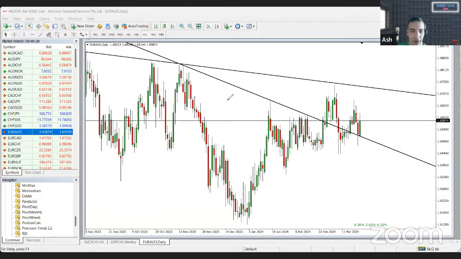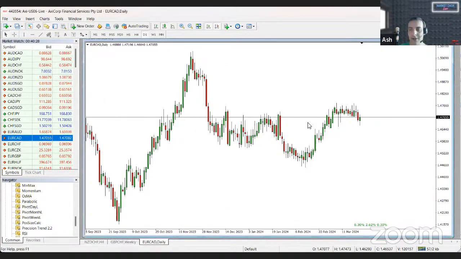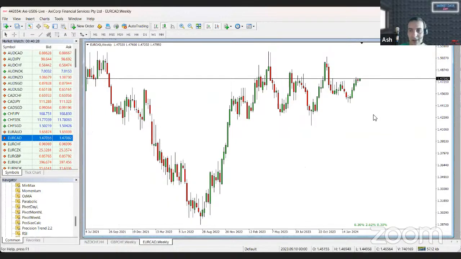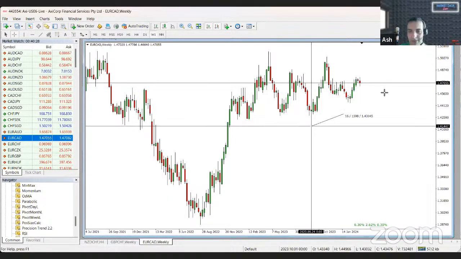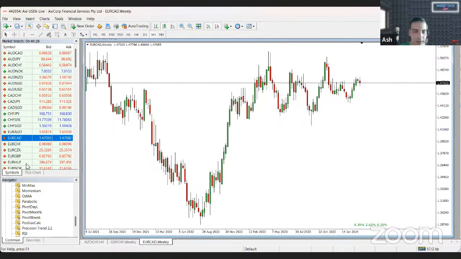Not really that interested in the Euro Aussie. It's going to have to really give me a clear enough signal. I like this upper level and I like this level, but everything else is just not clear enough. Euro CAD would suggest a sell. No, that's not quite as good. It could come down a little bit. I don't love that.